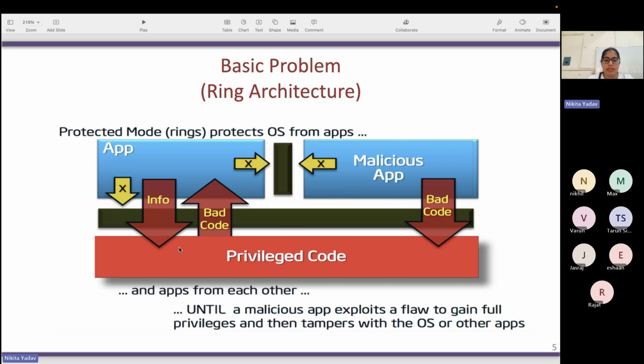And if this happens, if the OS is corrupted, then since the OS is the privileged software and it can access anything on your machine, your entire system is corrupted. So if the OS is corrupted, your entire system is corrupted. And it takes only one malicious application and only one exploit inside the operating system to gain full privileges of your machine, and then tamper with the OS and other applications on your machine. So that is why it is not enough.